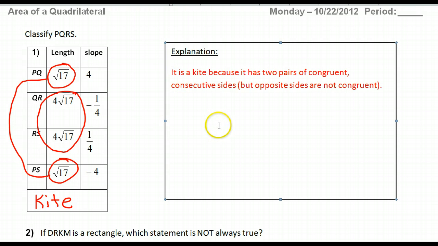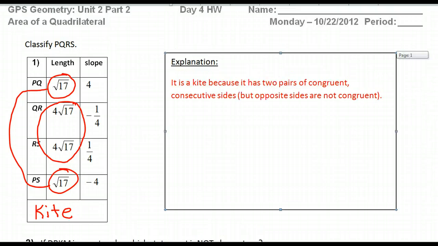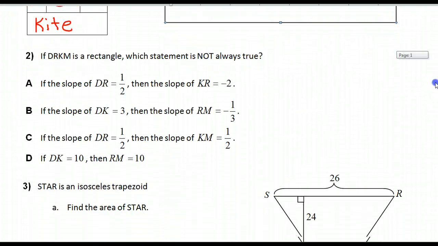So we could say that it is a kite because it has 2 pairs of congruent consecutive sides, but opposite sides are not congruent. Or right here in parentheses I could have said, but not all 4 sides are congruent. Okay, so that's number 1.